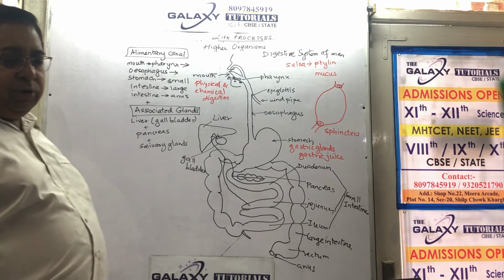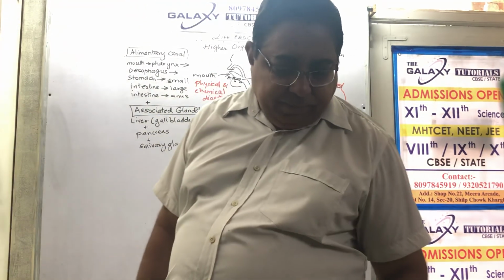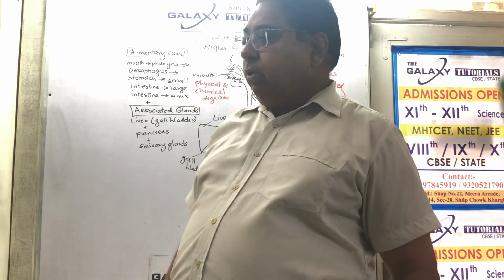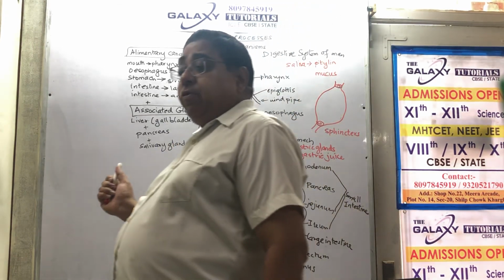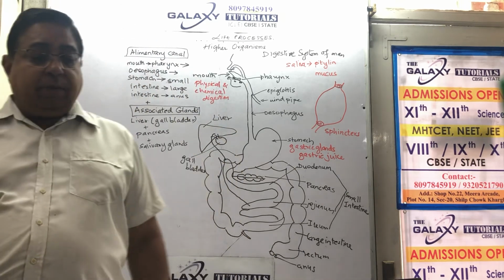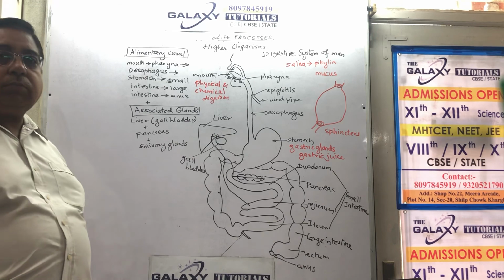This is what we need to know from your book, page number 100. Now whatever is water is absorbed, and sugar in the form of glucose is absorbed and then used by the body for further activities.